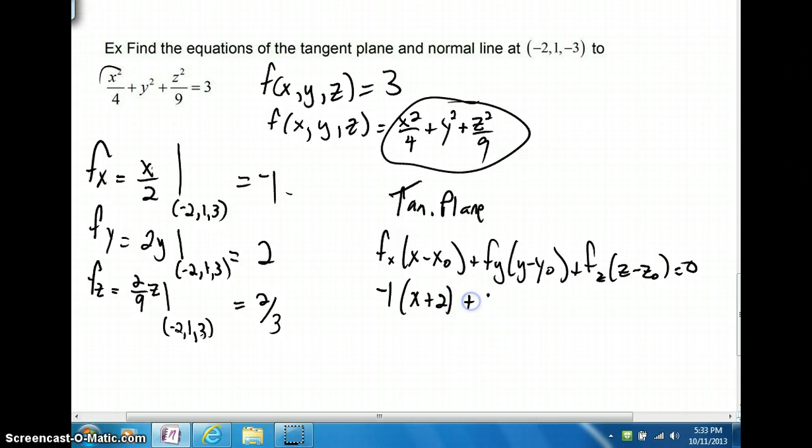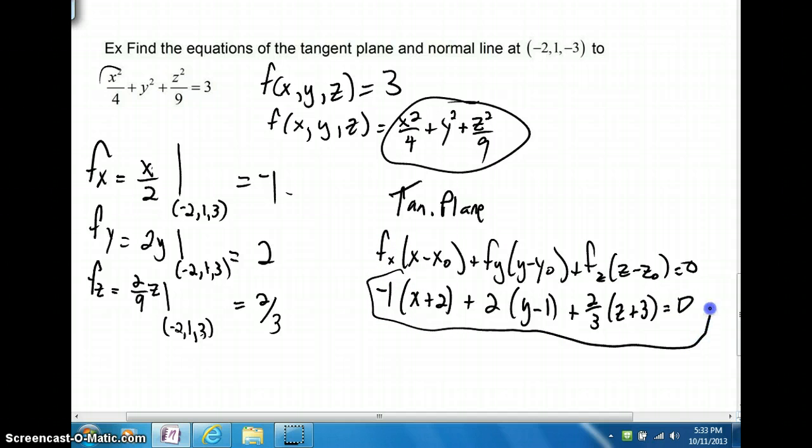F sub y is a 2, and we'd be left with y minus a 1. Finally, we have this fraction of 2/3 for f sub z. This is z minus -3, which turns to z plus 3. This answer is perfectly acceptable. There's nothing wrong with it whatsoever.